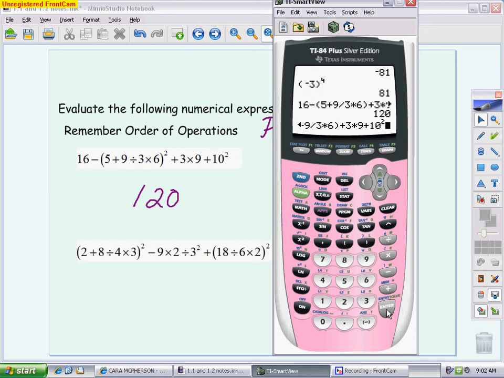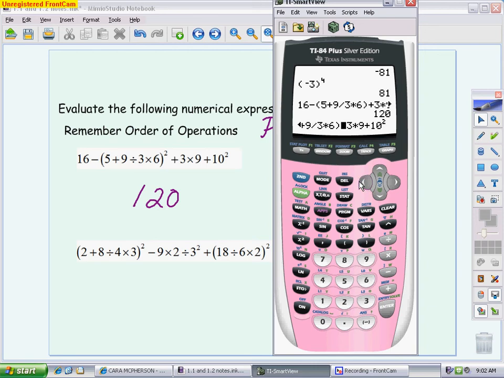Going back all the way to the beginning, 16 minus 5 plus 9 divided by 3 times 6. Here's what happened. We forgot to square it. And I'm sure many of you were sitting there listening to this saying, why isn't she squaring it? What's the matter with her? But that's okay, because we can fix that.